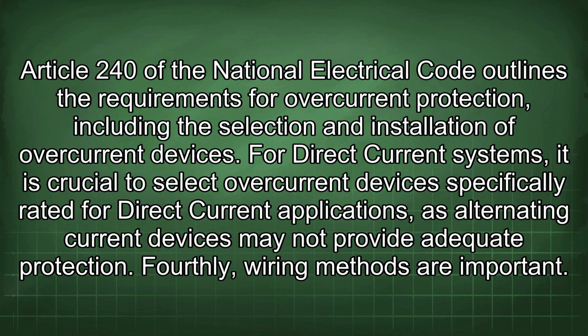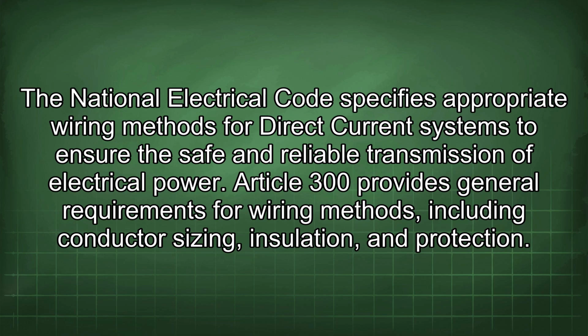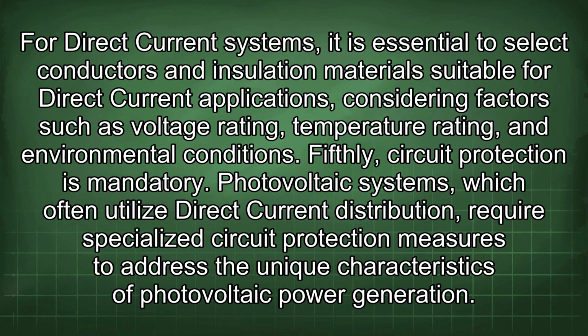Fourthly, wiring methods are important. The National Electrical Code specifies appropriate wiring methods for direct current systems to ensure the safe and reliable transmission of electrical power. Article 300 provides general requirements for wiring methods, including conductor sizing, insulation, and protection. For direct current systems, it is essential to select conductors and insulation material suitable for direct current applications, considering factors such as voltage rating, temperature rating, and environmental conditions.